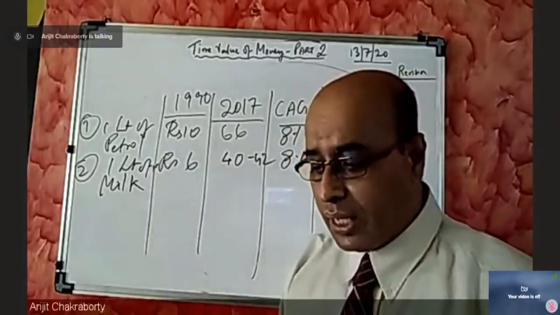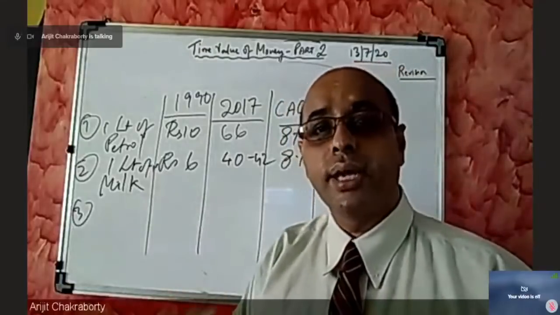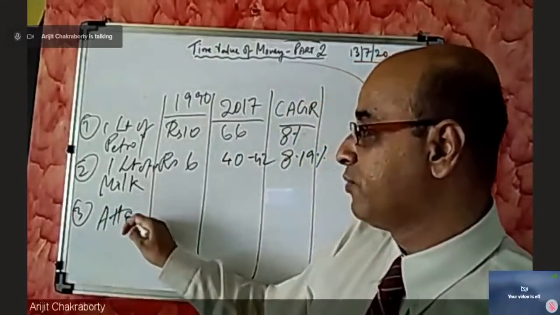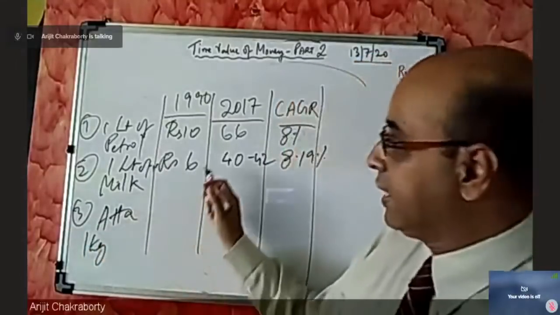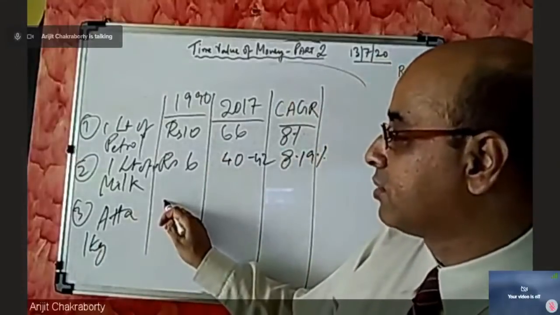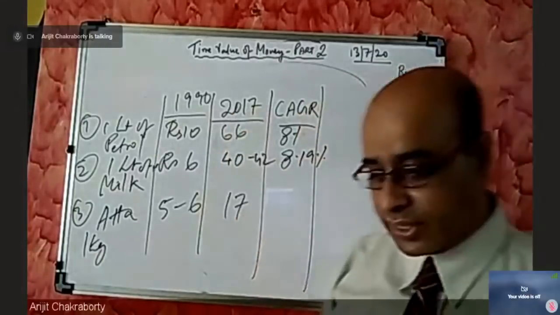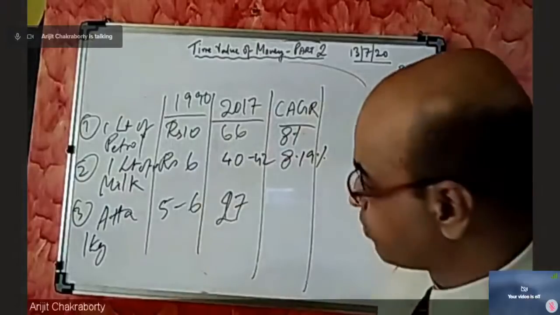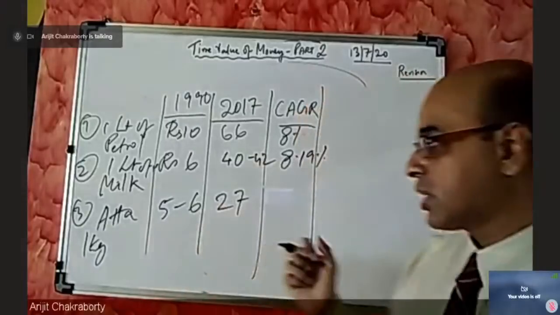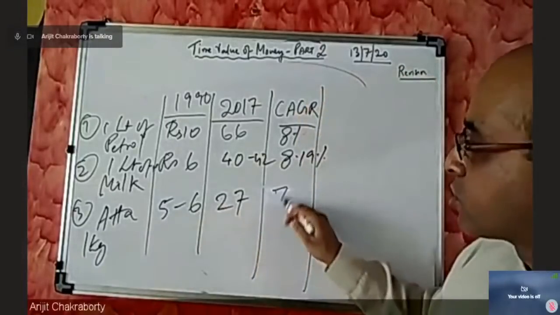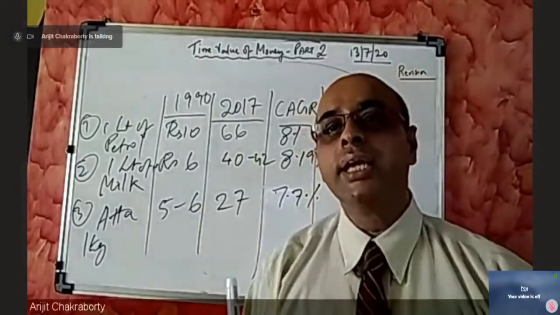So this is inflation. The last example is something we eat every day: chapatis, roti. So atta, 1 kg of atta, in 1990 was costing somewhere around 5 to 6 rupees, and in 2017, it was costing around 27 rupees, 1 kg of atta. This shows a CAGR of almost 7.7%. So you can see this is inflation, the general increase in prices.